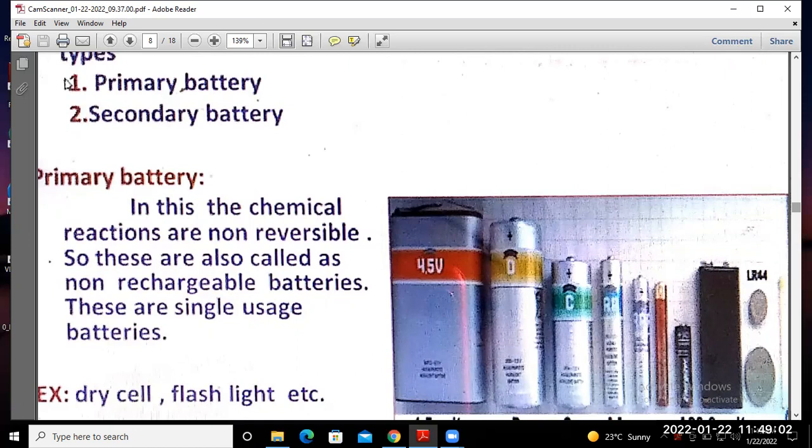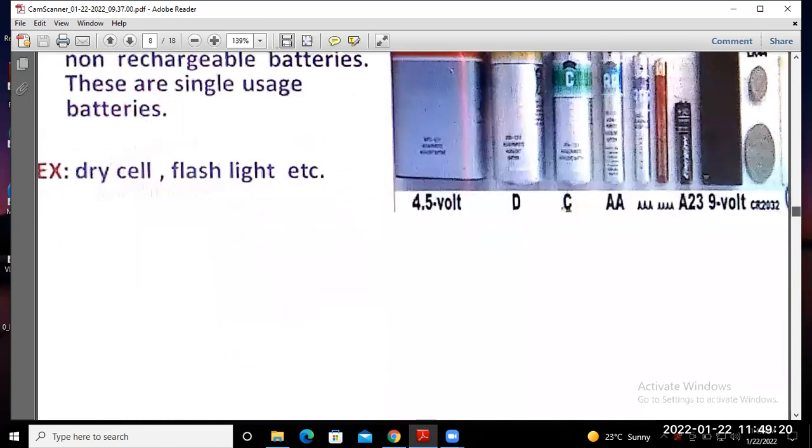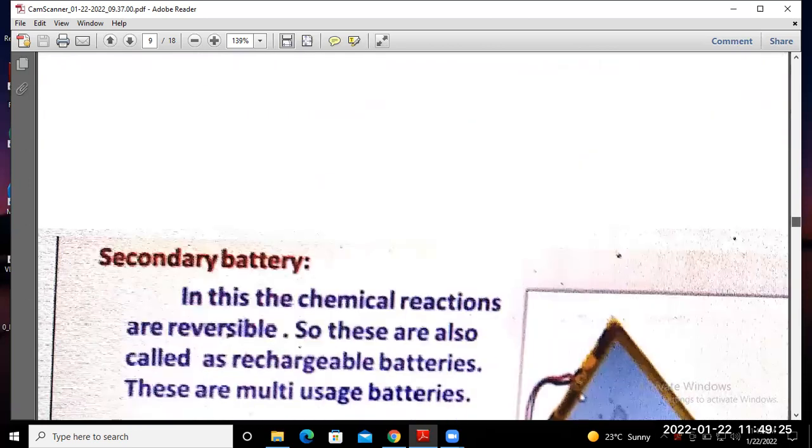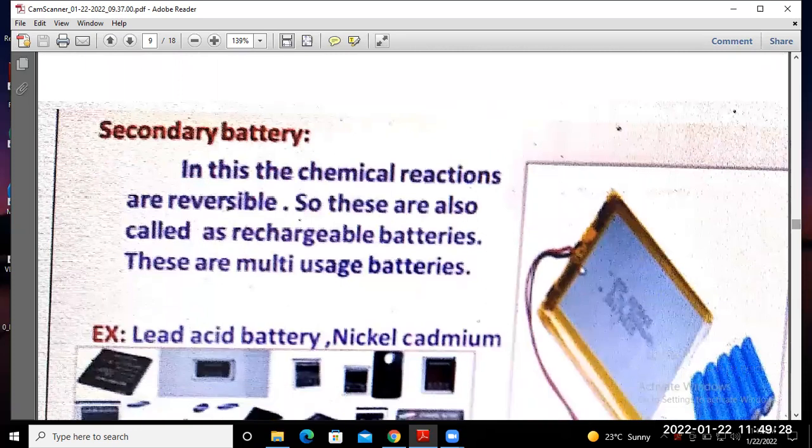And which are secondary batteries? The batteries that we are able to recharge and use for a long time are known as secondary batteries. You will find secondary battery applications such as the lead acid battery or the nickel cadmium battery. In this, the chemical reaction is reversible, so these are also called rechargeable.